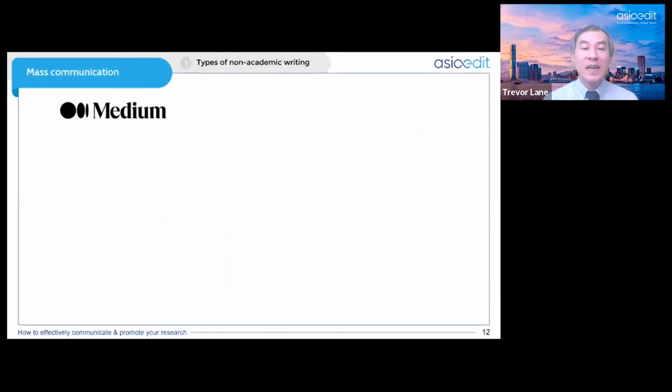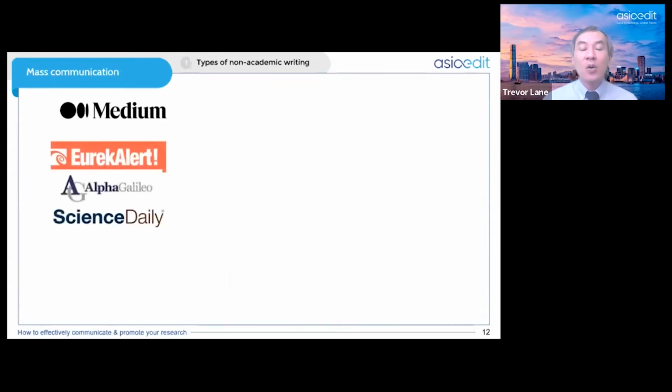So for mass communication to reach an international audience, as wide as possible, there are things like free blogging on Medium, or general news sites like Alert and AlphaGalileo and Science Daily, or phys.org. Usually it's through your university, which would subscribe and then can post news to those sites, and they will upload your news articles directly.